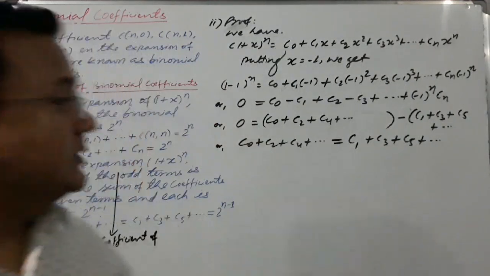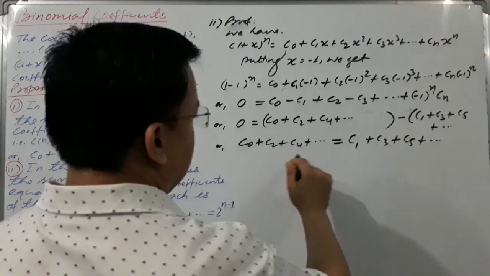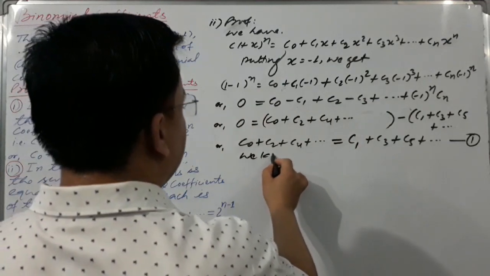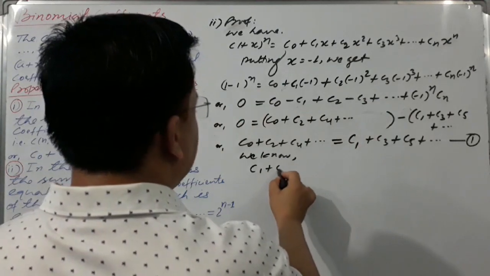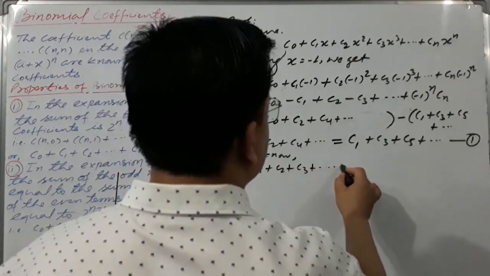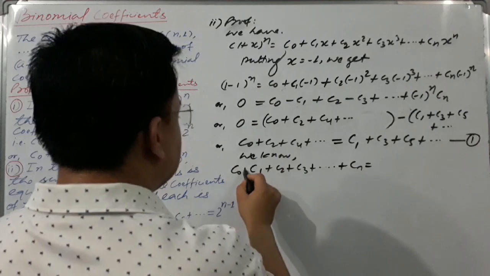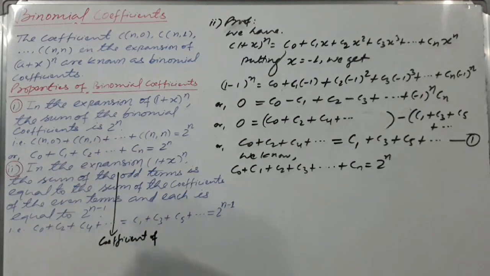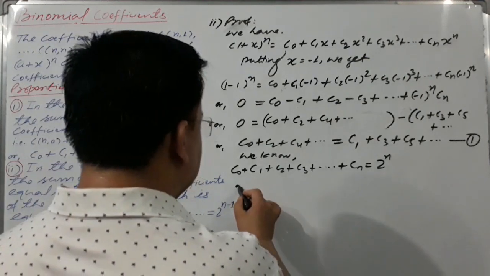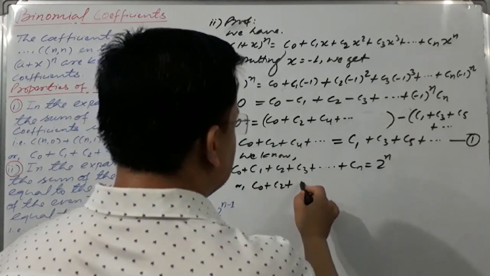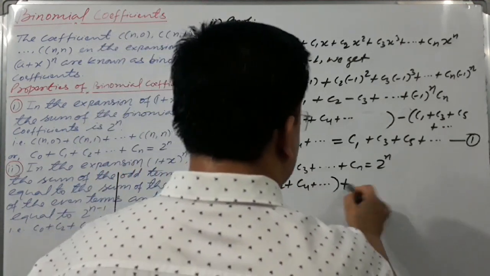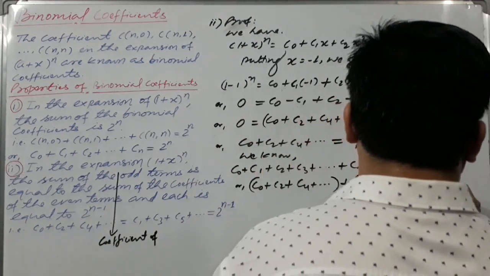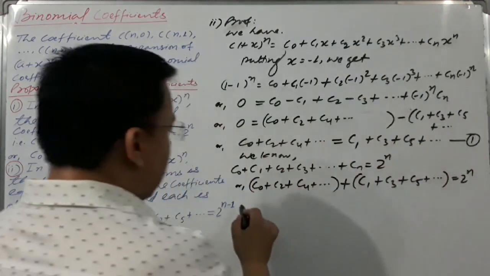Now write down here 1, we know C1 plus C2 plus C3 plus dot dot plus Cn, with C0 also, is equal to 2 raised to power n. So already we have proved the sum of the binomial coefficients is equal to 2 raised to power n. And here you will write C0 plus C2 plus C4 plus dot dot, and you can collect another one, C1 plus C3 plus C5 plus dot dot, is equal to 2 raised to power n.